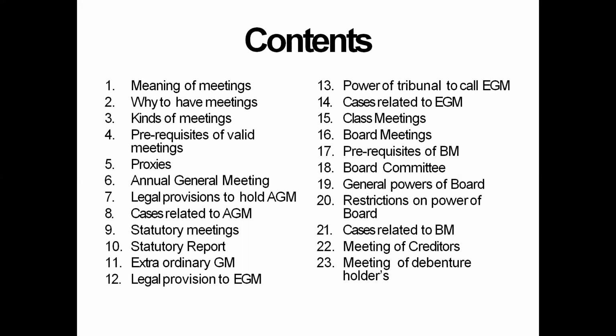Under annual general meeting, the shareholders have to conduct an annual general meeting every year for the shareholders, and then the extraordinary general meeting. Extraordinary general meeting is conducted for extraordinary purposes, and then you have statutory meeting. The first meeting is known as statutory meeting. Then you have class meetings coming under member meetings.